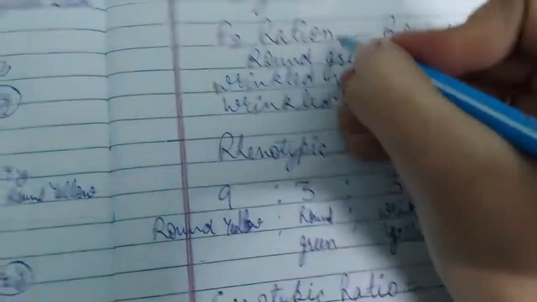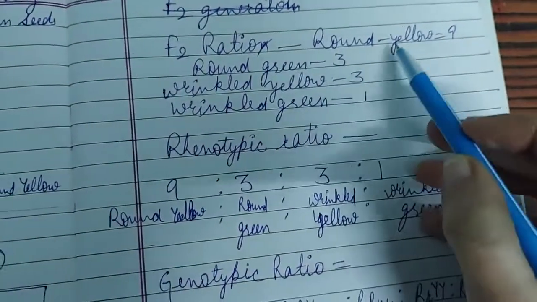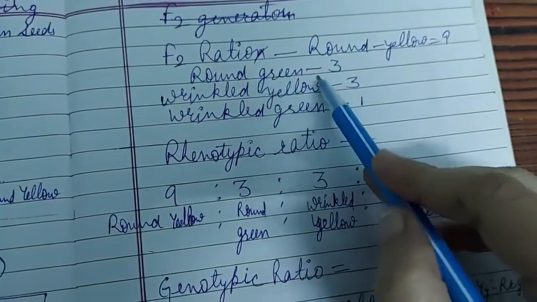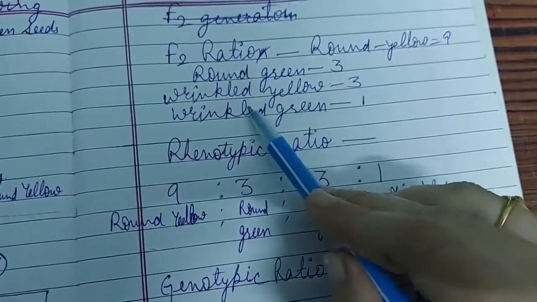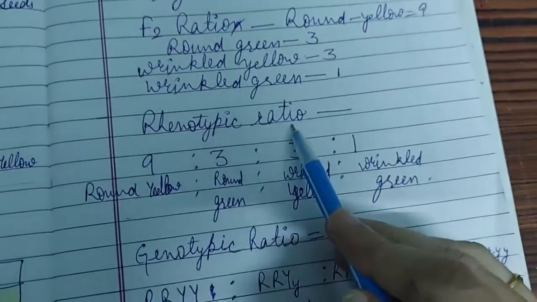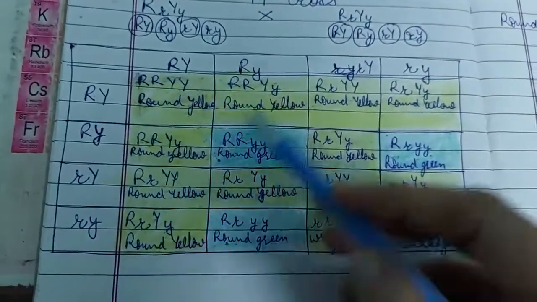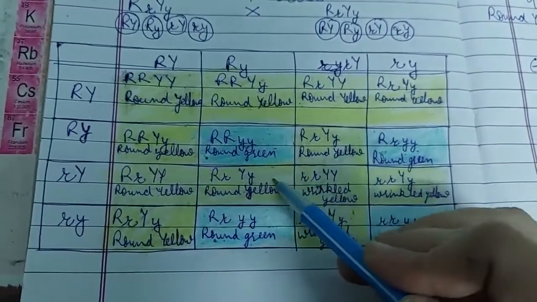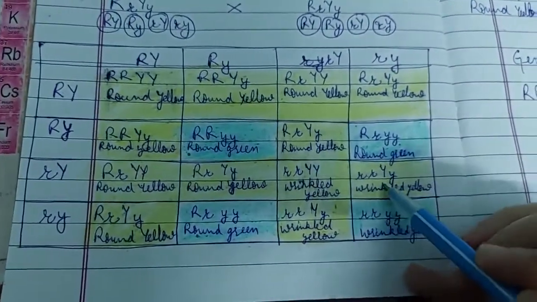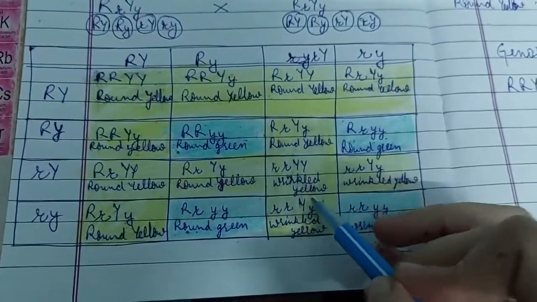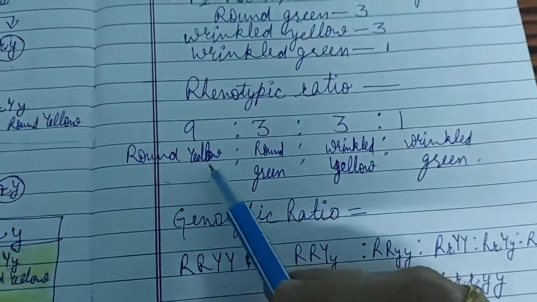So what is its F2 ratio? The F2 ratio is round yellow 9, round green 3, wrinkled yellow 3, wrinkled green 1. So what will be its phenotypic ratio? 9:3:3:1. You can see here 1, 2, 3, 4, 5, 6, 7, 8, 9, 10, 11, 12. So you have all got 12 yellow seeds. So you can see here 9 round yellow.